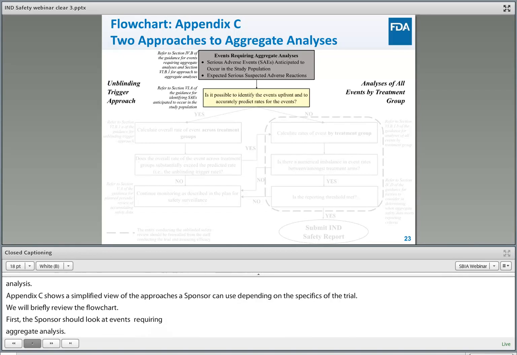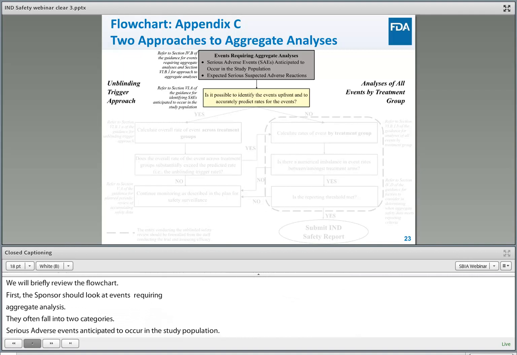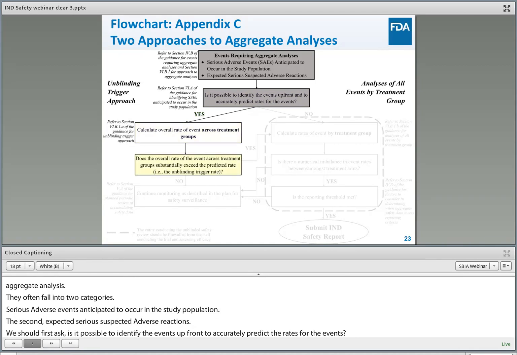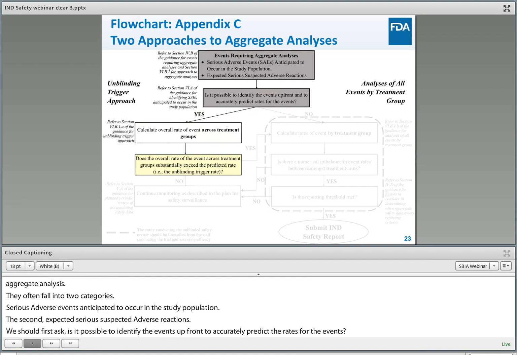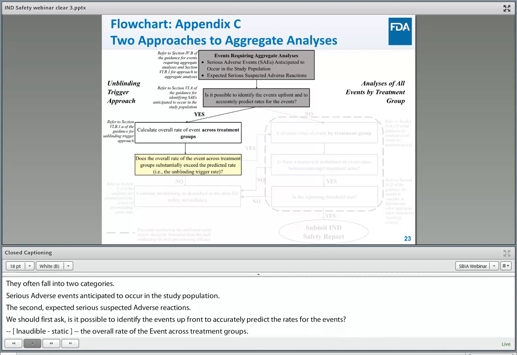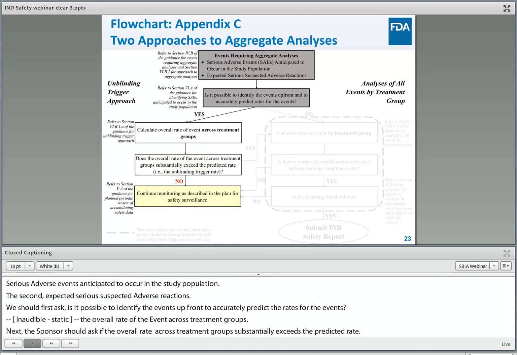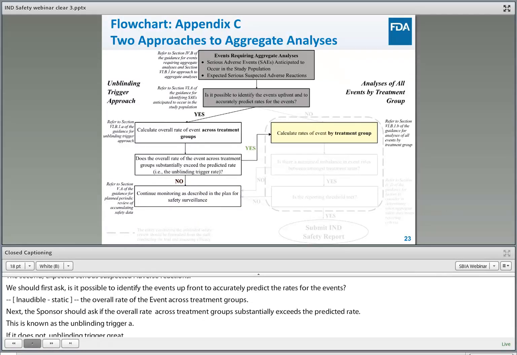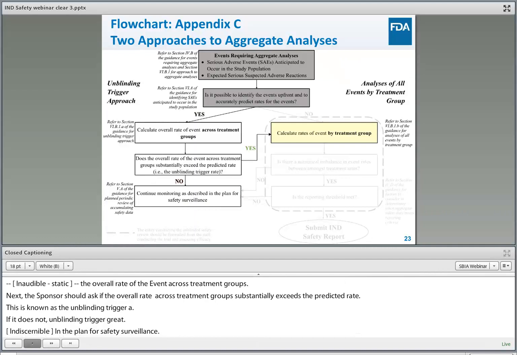They should first ask, is it possible to identify the events up front and to accurately predict the rates for the events? If it is possible, then the sponsor should next calculate the overall rate of event across treatment groups. Next, the sponsor should ask if the overall rate of the event across treatment groups substantially exceeds the predicted rate. This is known as the unblinding trigger rate. If it does not, then the sponsor should continue monitoring as described in the plan for safety surveillance. On the other hand, if the overall rate of the event across treatment groups does substantially exceed the predicted rate, then the sponsor should proceed to analysis of all events by treatment group.